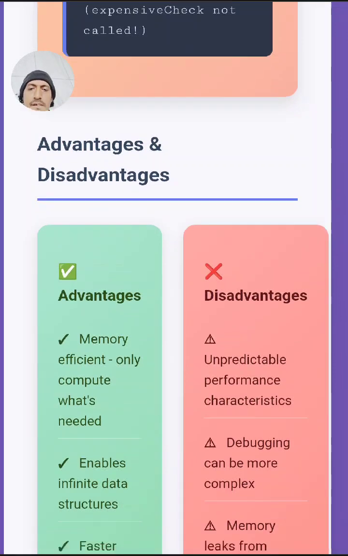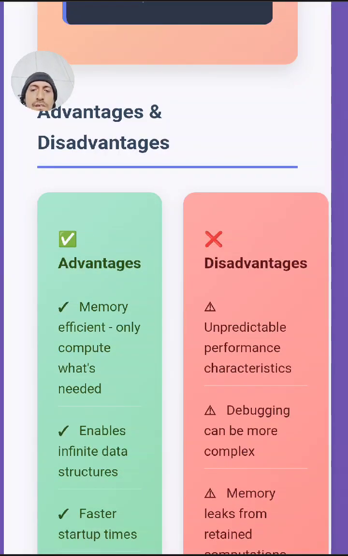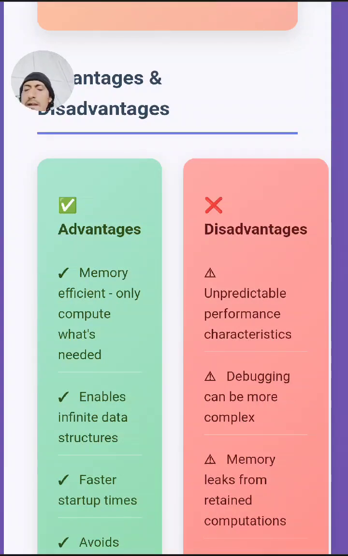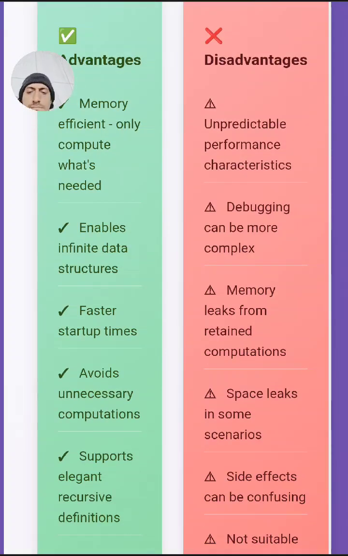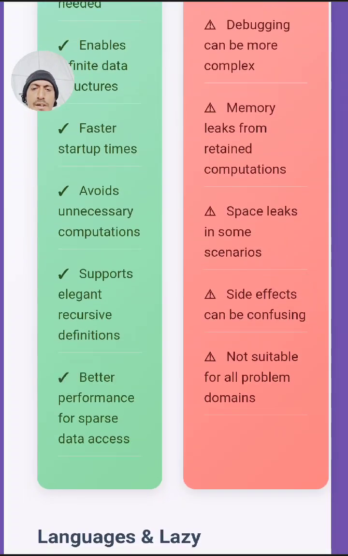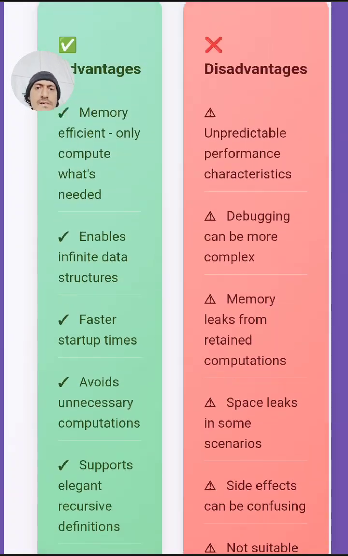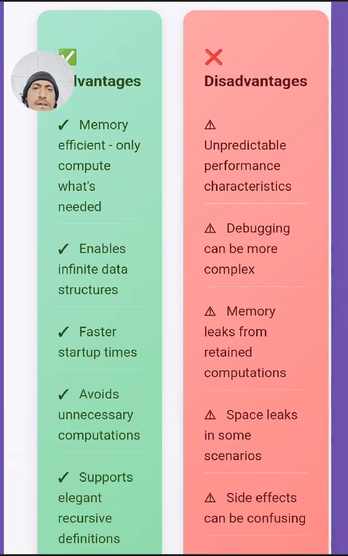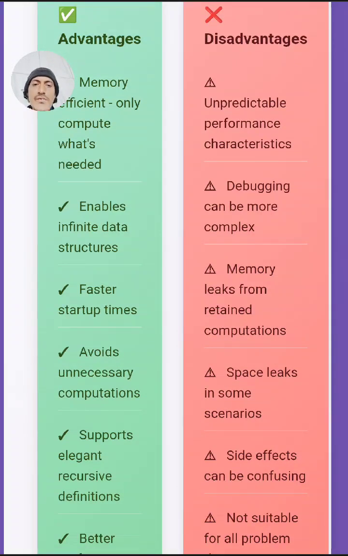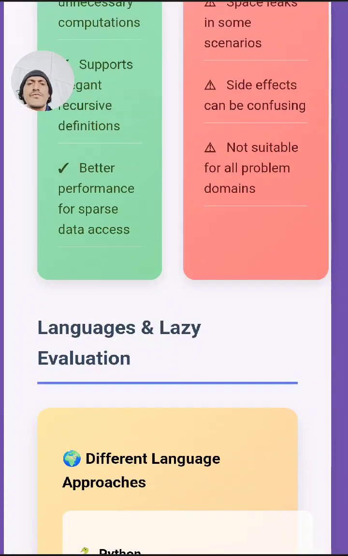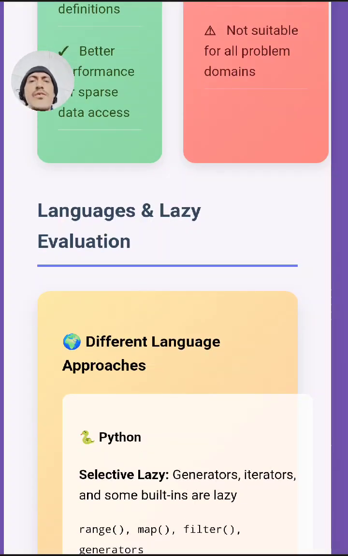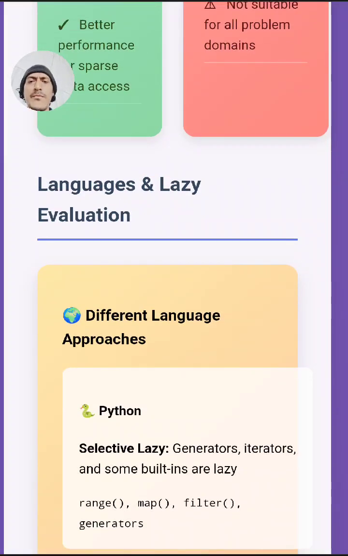The advantages we have already seen: memory efficient, only computes what's needed, which is precisely why it enables infinite data structures, faster startup times, avoids unnecessary computations, supports elegant recursive definitions, and better performance for sparse data access. Disadvantages: unpredictable performance characteristics, debugging can be more complex, memory leaks from retained computations, space leaks in some scenarios, side effects can be confusing sometimes, and not suitable for all problem domains. That goes for every type of evaluation, every type of strategy, right? There is nothing suitable for every problem domain.